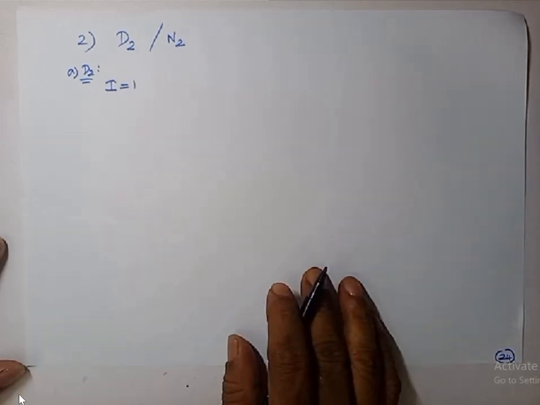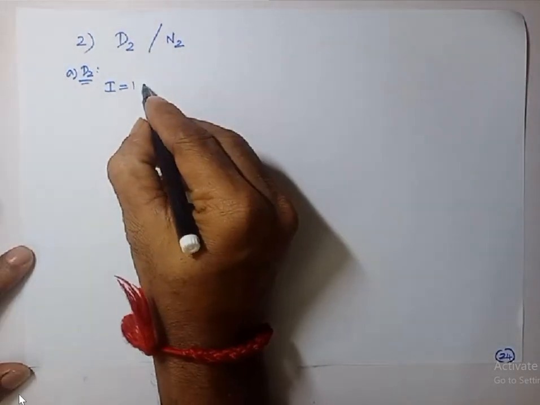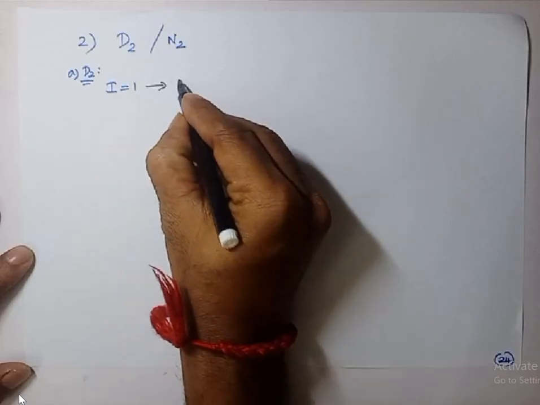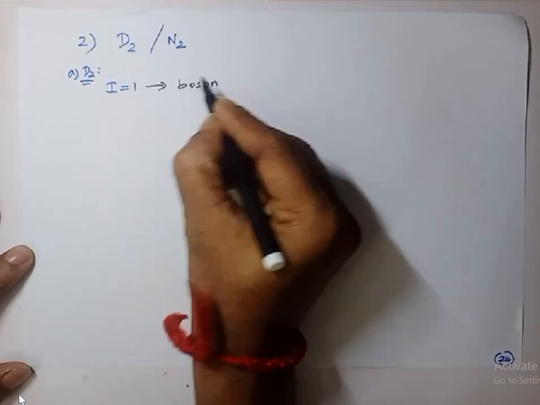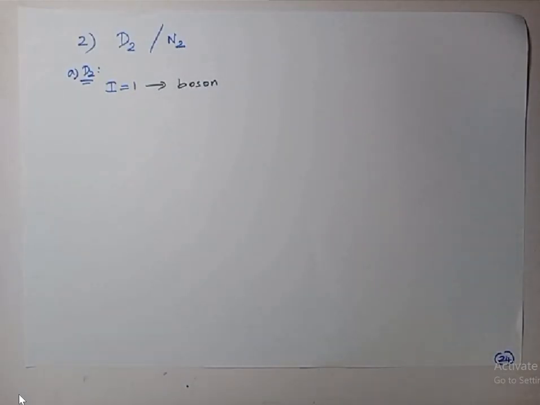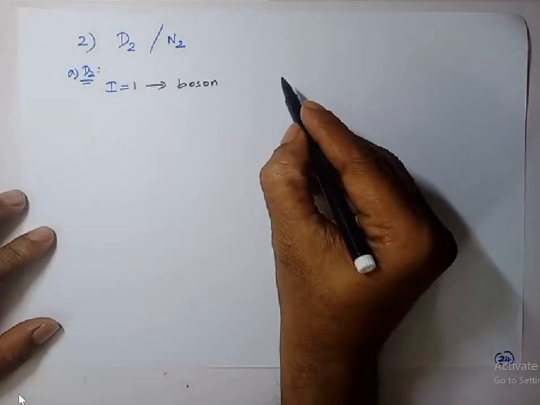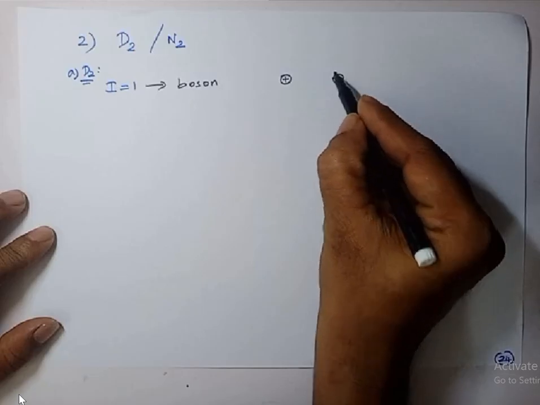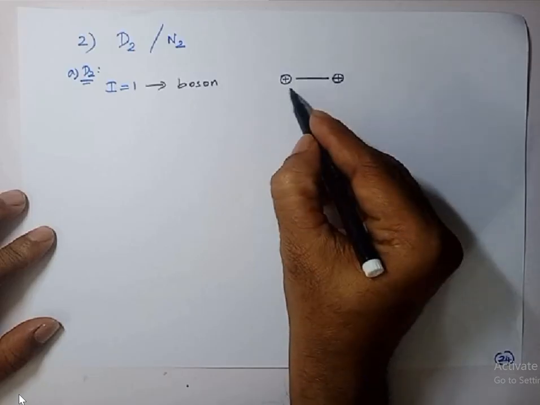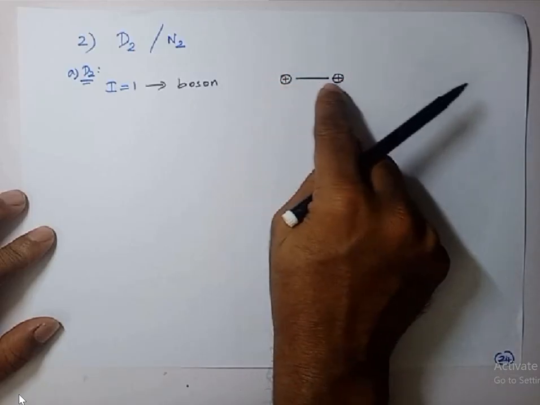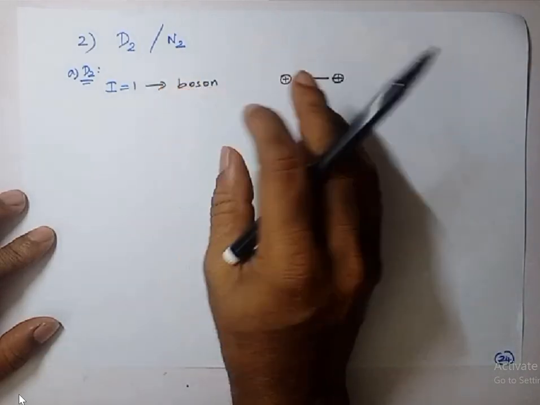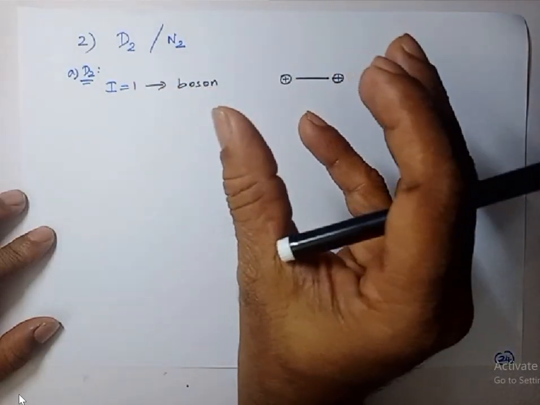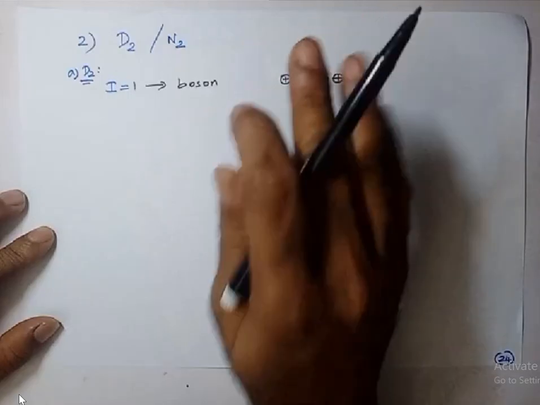For the deuterium molecule, the I value is equal to 1. Therefore, the deuterium nucleus is a boson. I value integer means boson. So, take the deuterium molecule, a diatomic molecule: this is one nucleus, this is another nucleus. I have told you already, I am just showing you only the nuclear geometry, not the electronic arrangement.